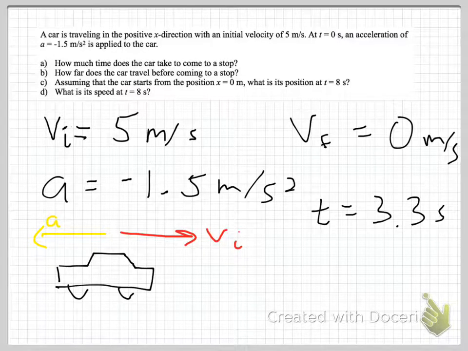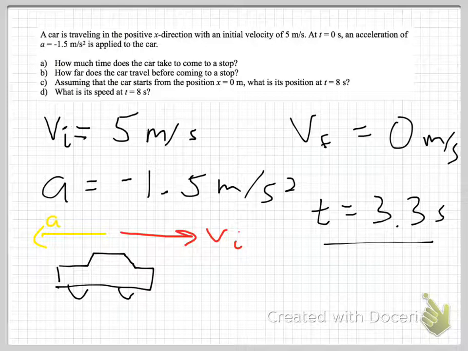In the previous video of this problem, we solved parts A and B. How much time does the car take to come to a stop? And how far does the car travel before coming to a stop? But in parts C and D, I should point out what we found: the time it takes to come to a stop is 3.3 seconds, which I've listed here.